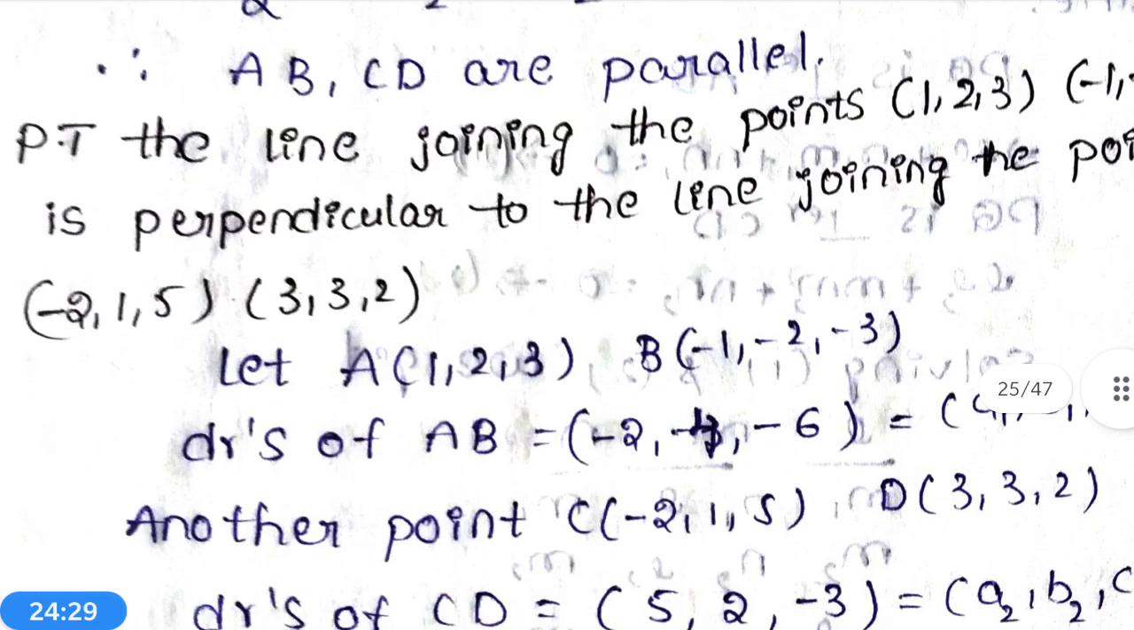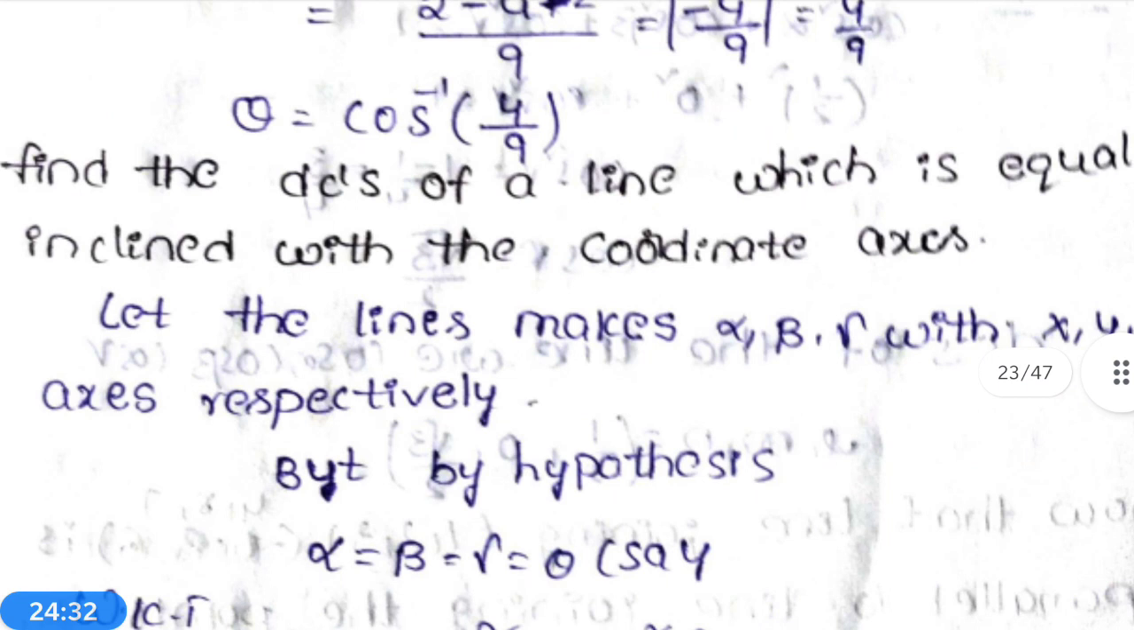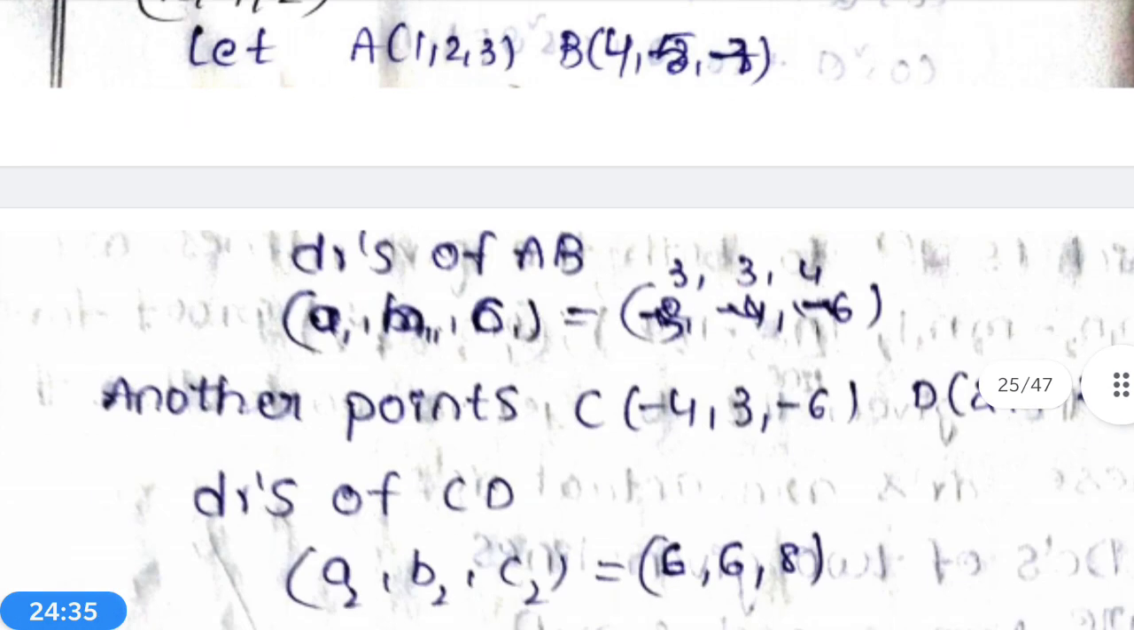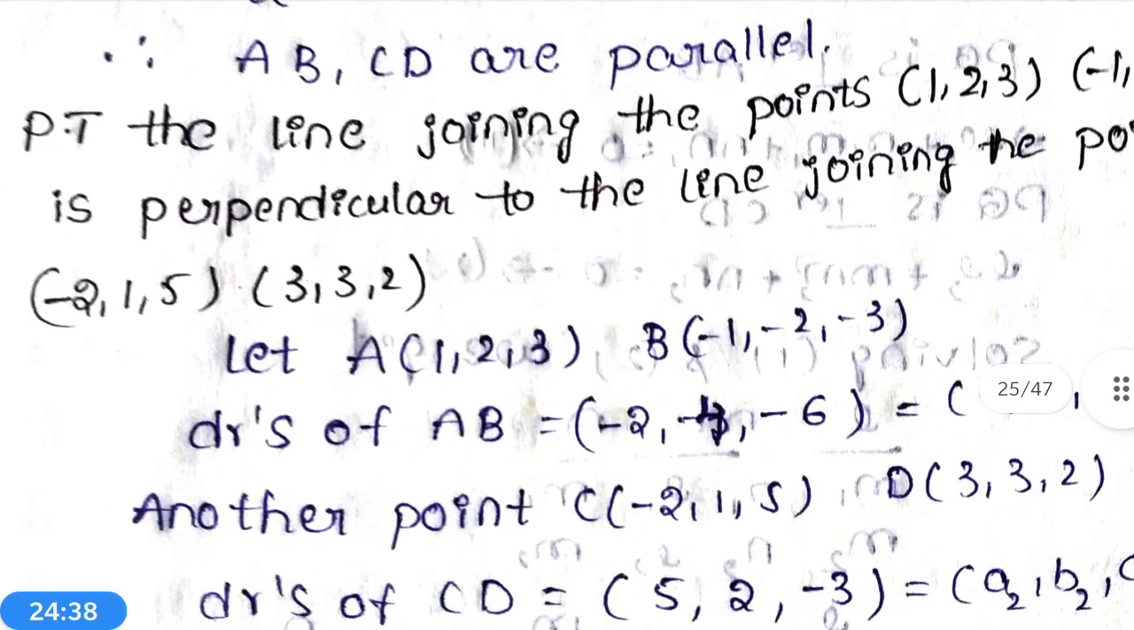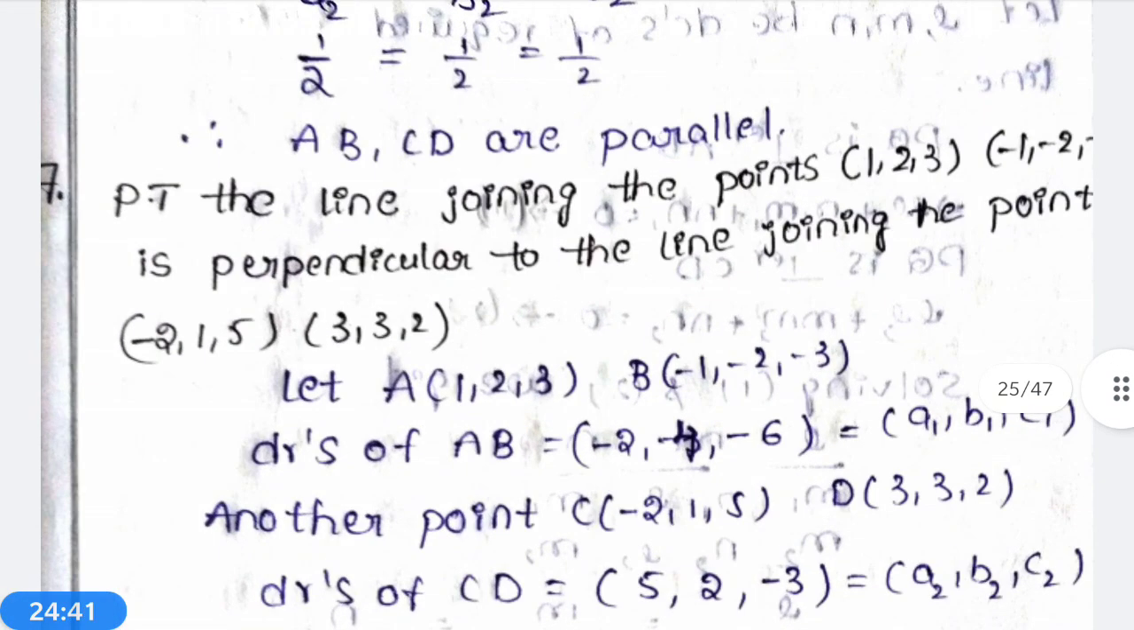Now, next problem. Prove that the line joining the points (1, 2, 3) and (-1, -2, -3) is perpendicular to the line joining the points (-2, 1, 5) and (3, 3, 2). Four points are given. First line having points A (1, 2, 3), B (-1, -2, -3). Another line is C (-2, 1, 5), D (3, 3, 2).